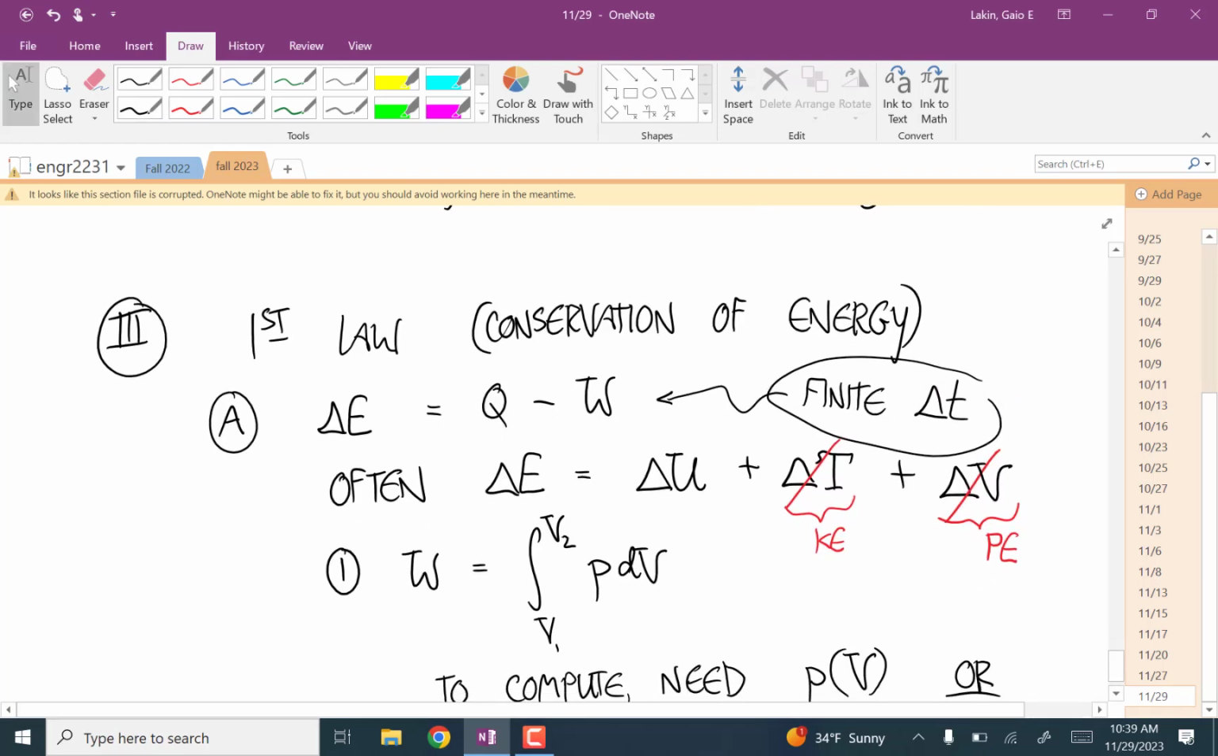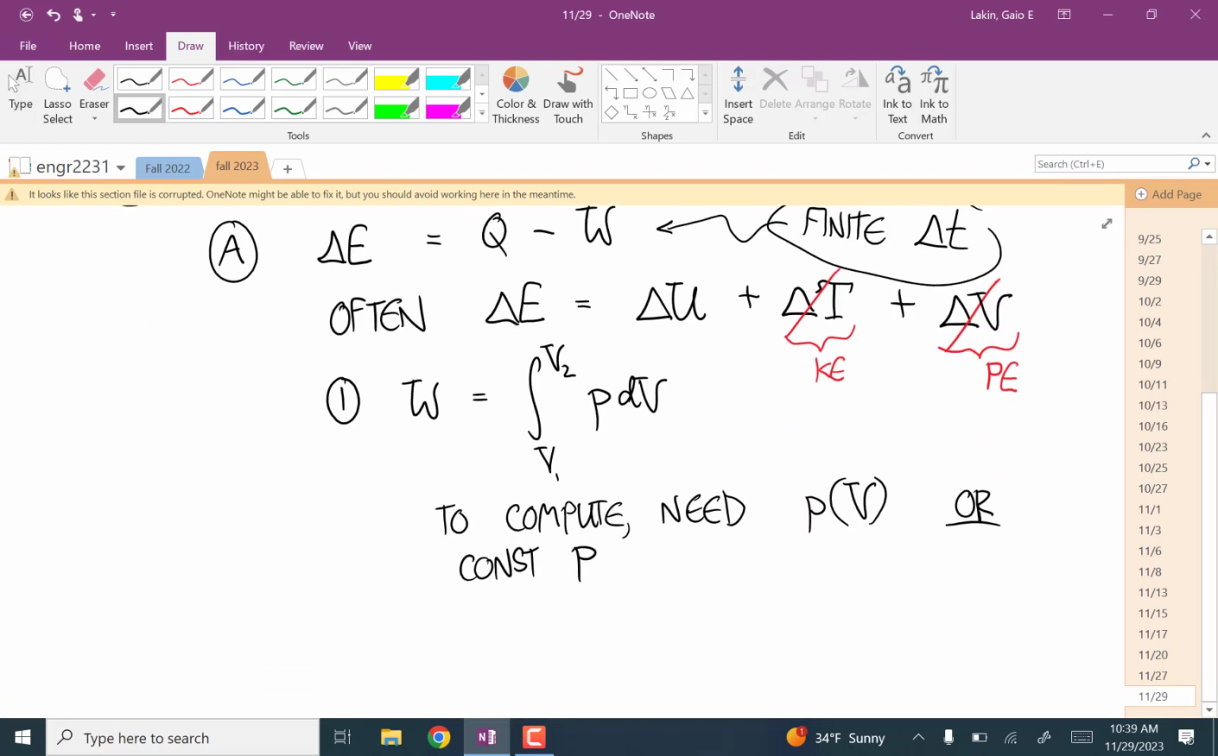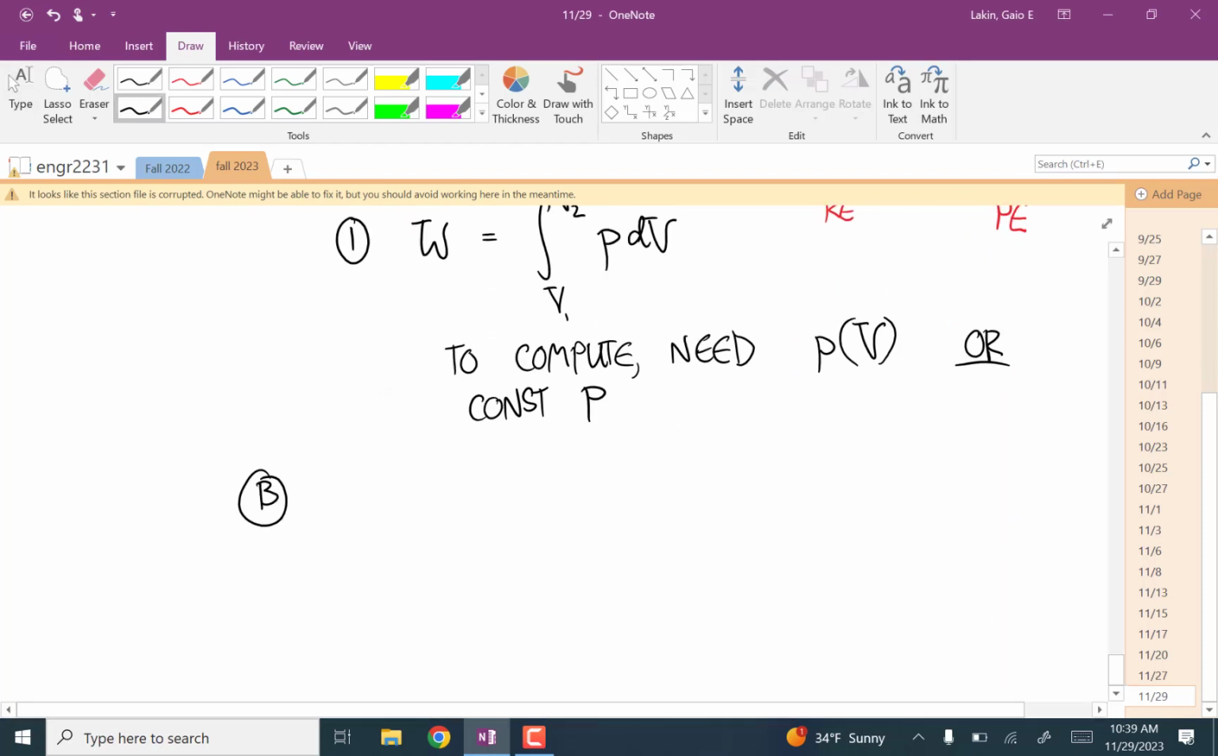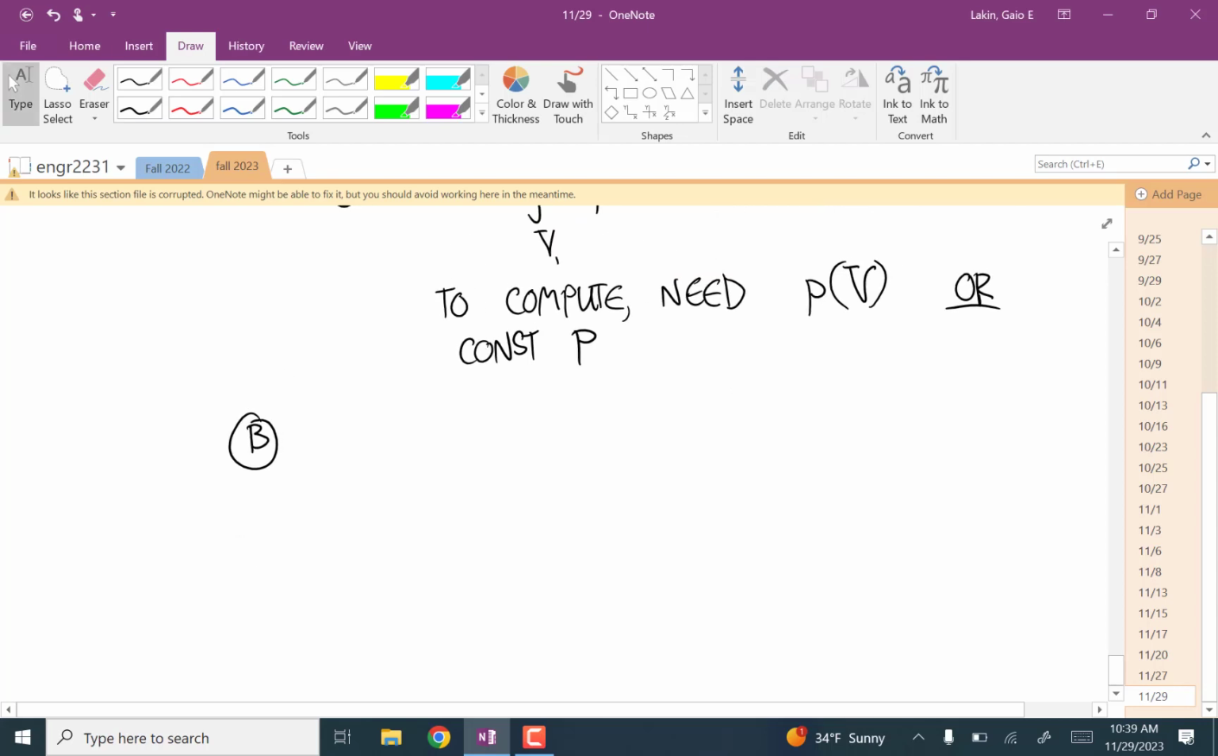And then we also use the differential form of the first law that says dE/dt is equal to Q dot minus W dot. And again, often we're just going to say dE/dt is equal to dU/dt.